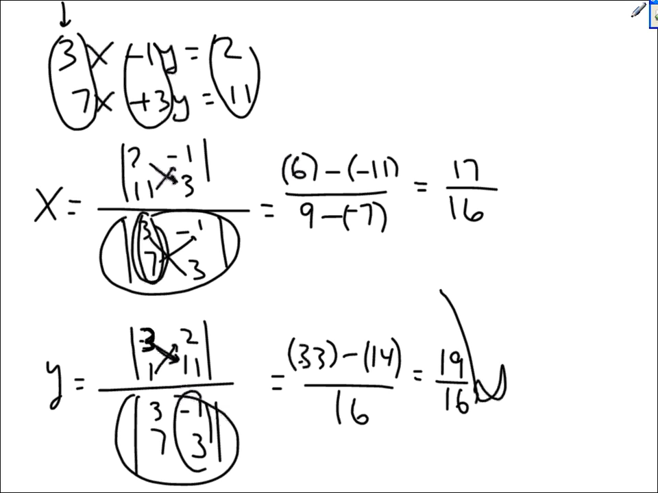Let me check that, please. 51 minus 19 is 32. That worked. 70 and 49 plus 57, excuse me, 176. Yep, that's it. 17 over 16 and 19 over 16. That's how you solve 2 by 2s. Very mechanical.